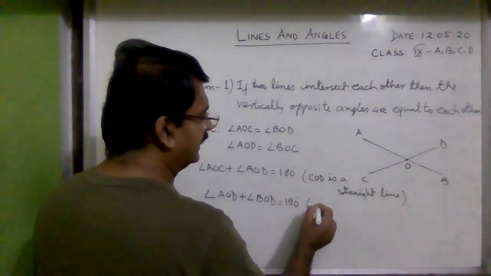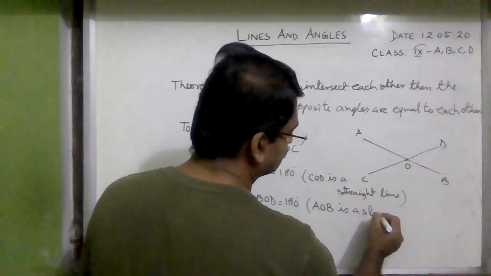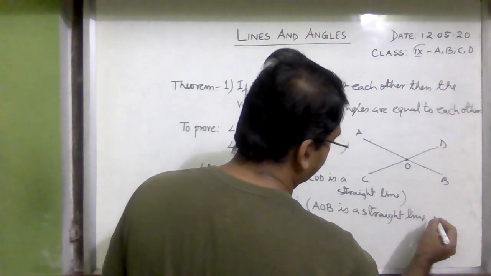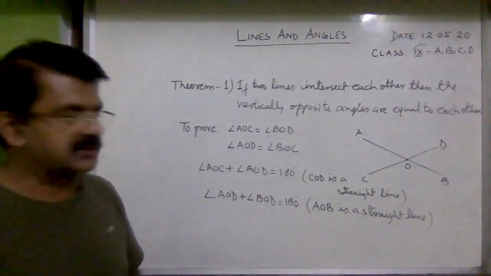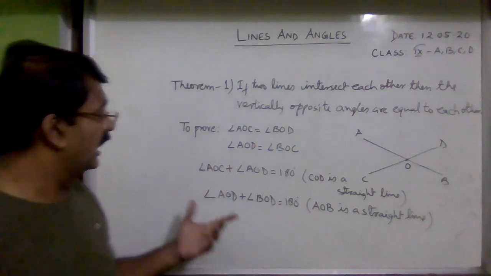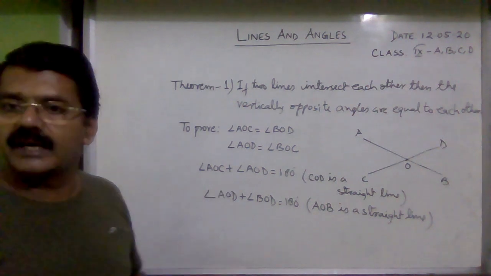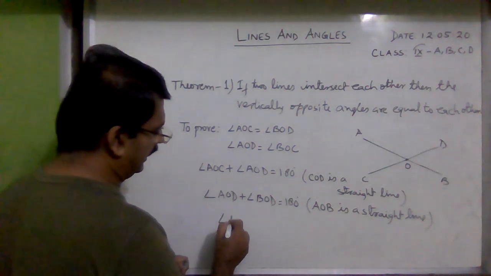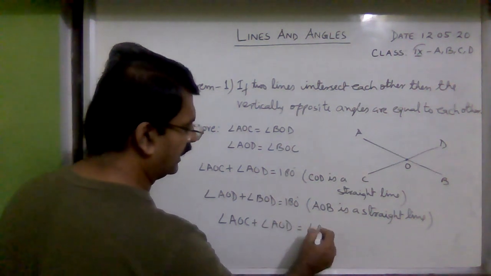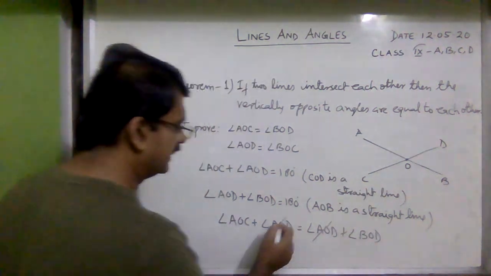So reason again you write, AOB is a straight line. As AOB is a straight line, angle AOD plus angle BOD will be 180. Now you see in these two equations, the right hand sides are the same. So you equate the left hand side, meaning angle AOC plus angle AOD is equal to angle AOD plus angle BOD. Now you see angle AOD is cancelled.